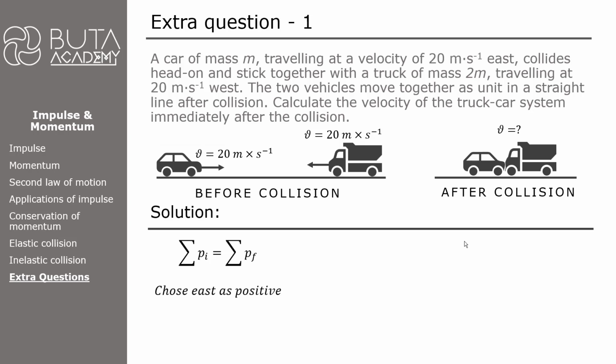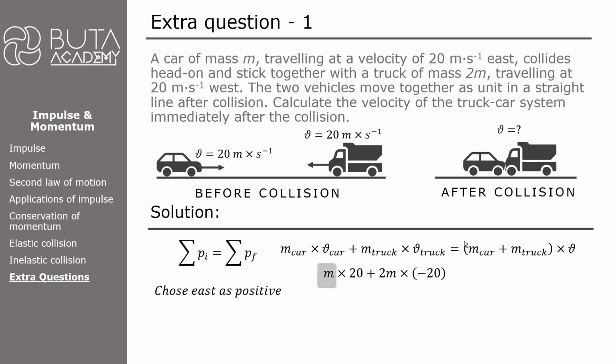As we previously discussed, since the vehicles move independently at first, each one has its own momentum, which can be calculated as the product of an object's mass and velocity. Following the collision, both vehicles move as one unit with a combined mass equal to that of the car and the truck.